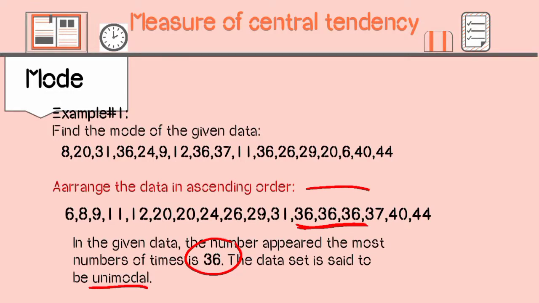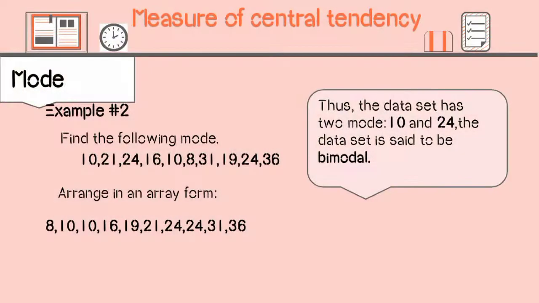Okay, next example. Example number 2. Find the mode of the following: 10, 21, 24, 16, 10, 8, 31, 19, 24, and 36. Again, arrange them in an array from least to greatest.